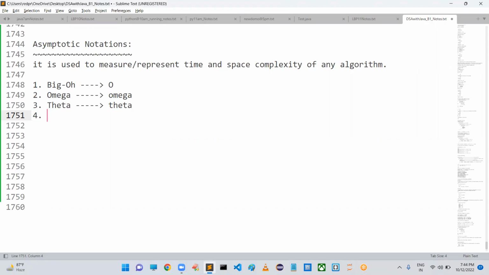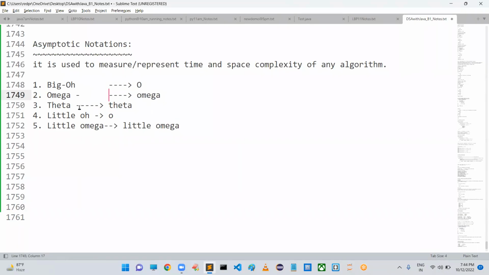The fourth notation is little o notation. In the previous one, we have seen big O, right? Now it is little. And similarly, little omega. The people who come from a mathematics background can see little omega in small letters. So we have big O notation, omega notation, theta notation, little omega notation and little o notation. These are the various representations that we have to represent time and space complexities.